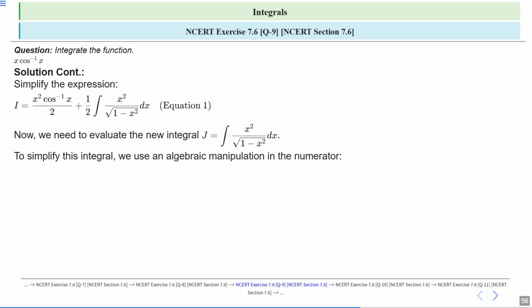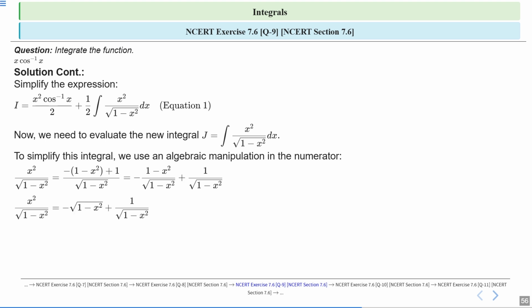Simplify the integral. We use algebraic manipulation in the numerator. So we just add 1 and subtract 1. So we get minus (1 minus x square) plus 1, all by root under 1 minus x square. Separate the division. So we get minus (1 minus x square) divided by root under 1 minus x square plus 1 by root under 1 minus x square. So that we get minus root under 1 minus x square plus 1 by root under 1 minus x square.